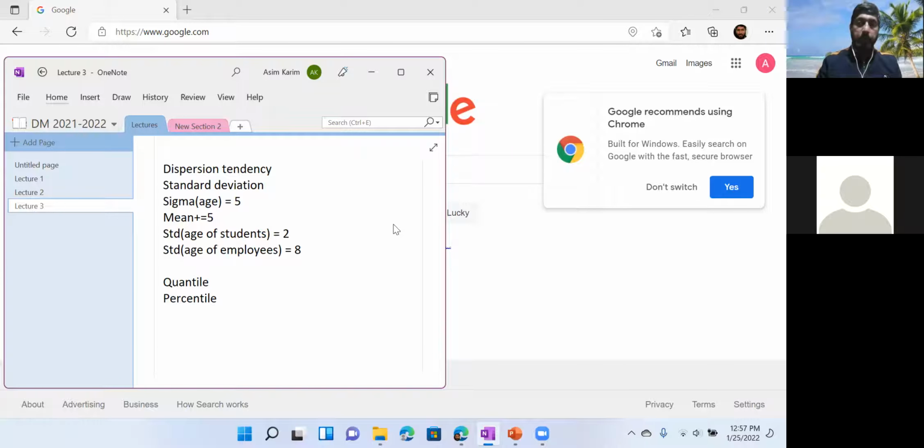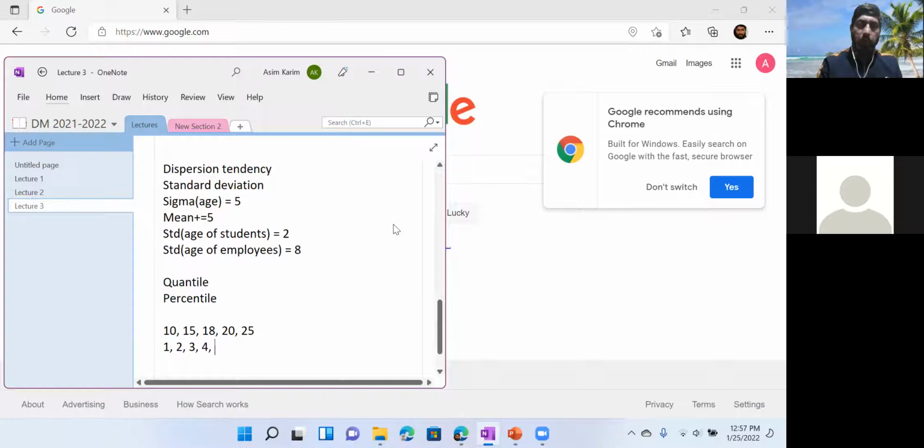All right. So for quantile, let's take an example. Let me use numbers: 10, 15, 18, 20, and 25. So we have five objects, and the rank would be 1, 2, 3, 4, 5. So you have to order them, and I'm writing the rank below it.